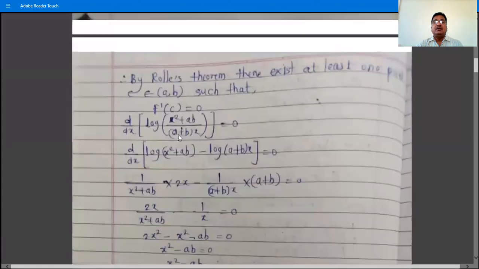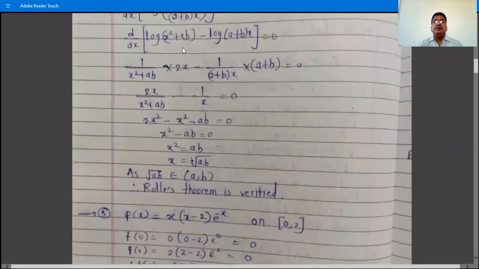So simplify this log using the rule log of a by b equals log a minus log b, and then the derivative of this quantity is what? The derivative of log x is 1 by x. So the derivative of log of (x square plus ab) is 1 by (x square plus ab) into the derivative of (x square plus ab), which is 2x.